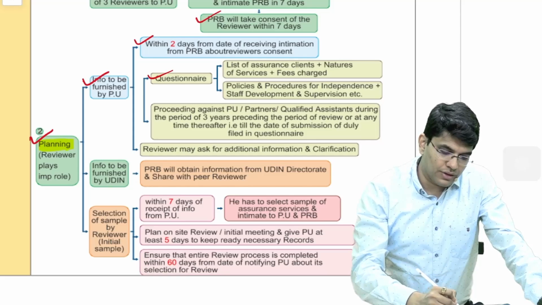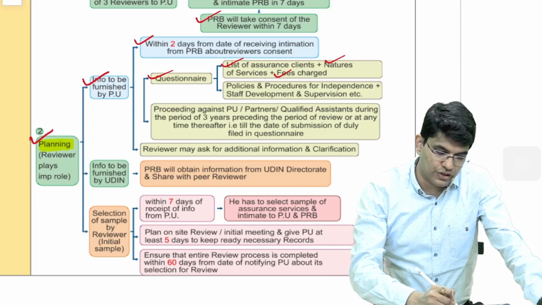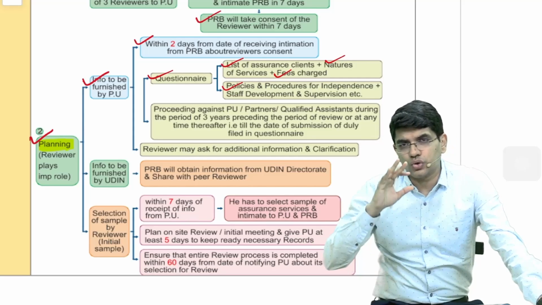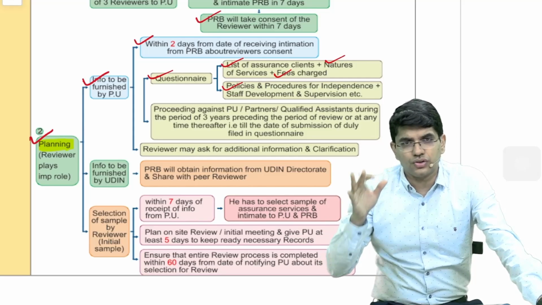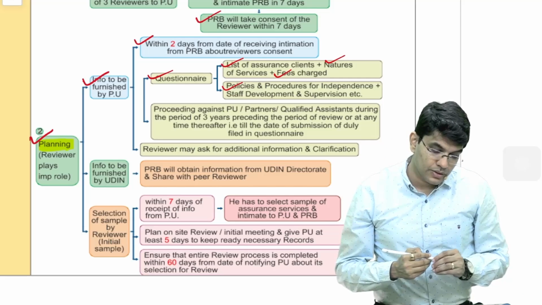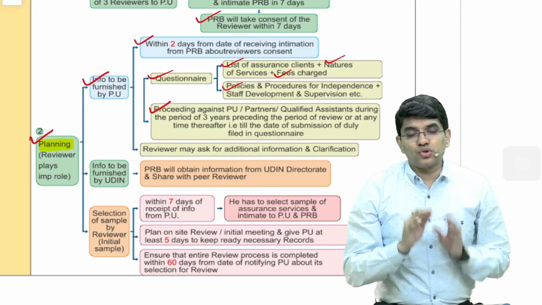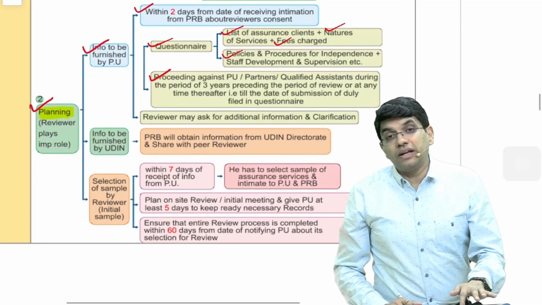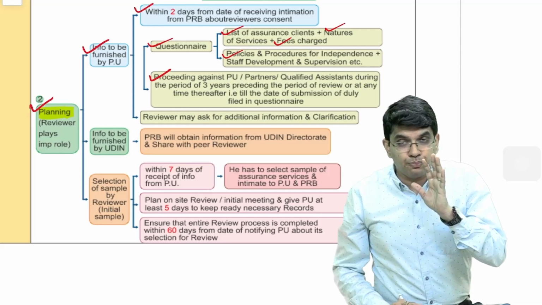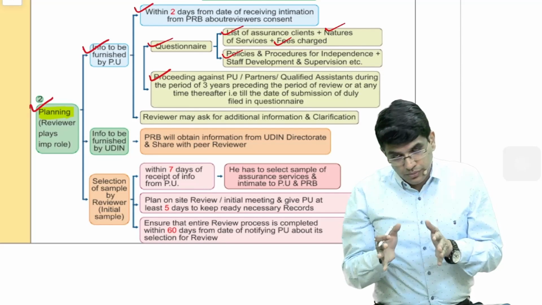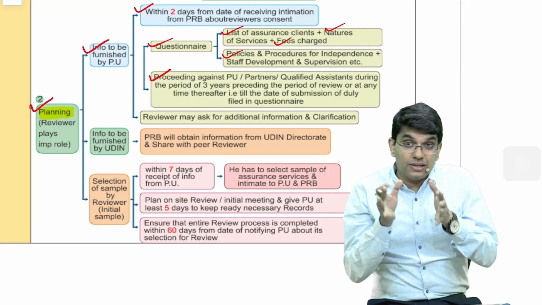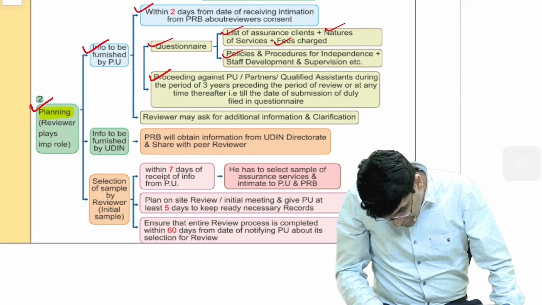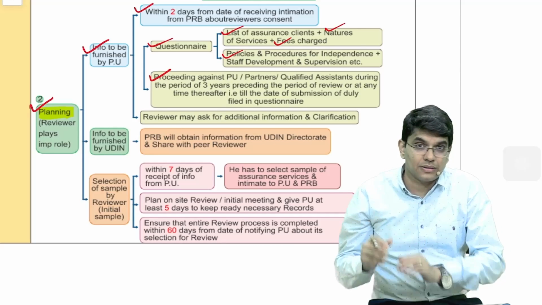So the questionnaire is going to have a list of assurance services, nature of services, fees charged, policies, procedures, how they maintain independence, how they maintain skills, how they ensure supervision, how they ensure review, etc. Everything. Then they are also supposed to send details of all the proceedings, that is, pending cases against the CA firm, against the partners, against the assistants, which are pending for the preceding 3 years from the period of review. So the period of review is 3 years, and then 3 years before that, so almost 6 years. So you have to give details of almost 6 years of pending cases.